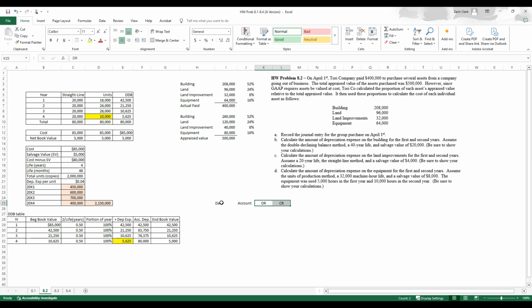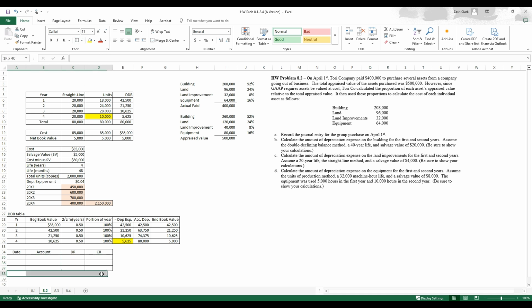So as far as the journal entry goes, I'm going to try and find a good spot to put this. Let's put it down here just because that sort of gives us more room with the way that these cells are spread out. Okay, so let's make just a little journal entry down here. And so this was on April 1st.